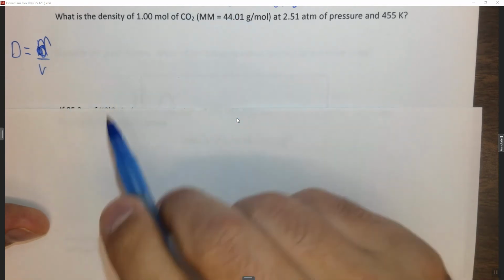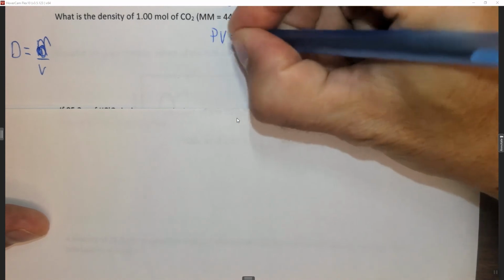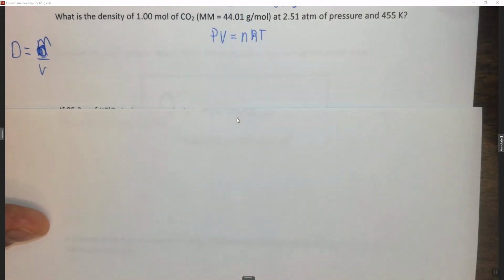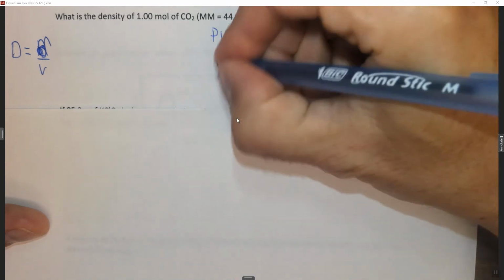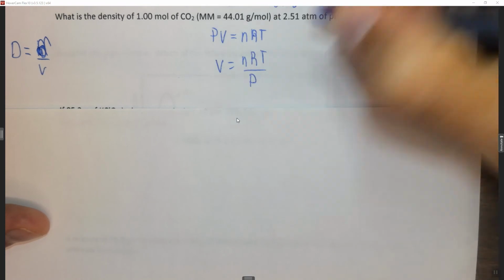But what about the volume? Well, this is not at STP. This is not in standard conditions of temperature and pressure. So we need to find the volume. Well, how are we going to do that? We're going to use the ideal gas law. PV equals nRT. In this case, we want the volume to be the variable. So volume equals nRT over P.